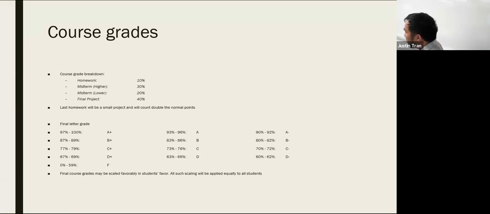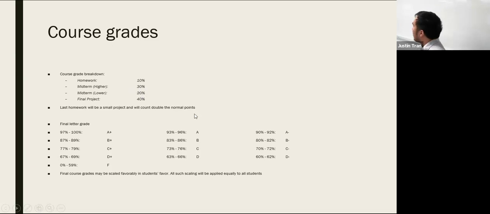The way that works is that between your 2 midterm exams, whichever midterm exam you score higher on, I'm going to count that as a higher percentage of your grade. So let's say on the first midterm you do really well. Let's say you get 44 out of 50. Then for the second midterm, let's say you don't do as well. Let's say you get 37 out of 50. That 44 out of 50 is going to be worth 30% of your grade, and then your other midterm will be worth 20%.